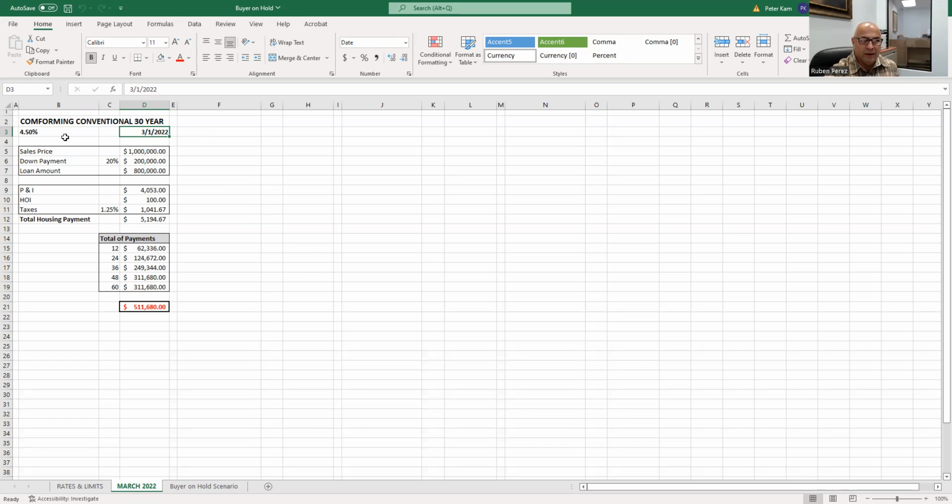I'm giving this scenario based off the date you see right there, March 1st, 2022, when the rates were roughly about 4.5. You can't get that rate anymore, even if you bought points. But it's a good scenario to base this off of.